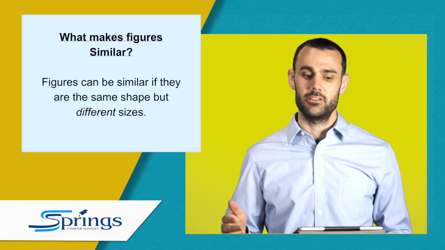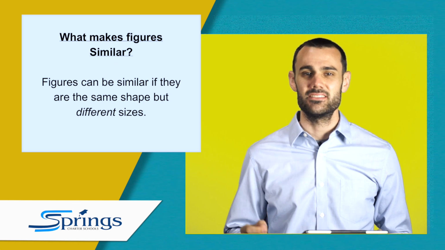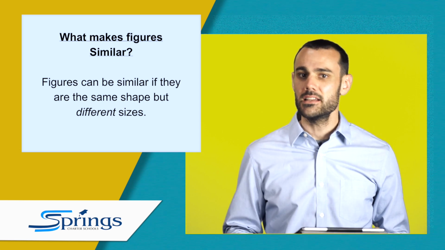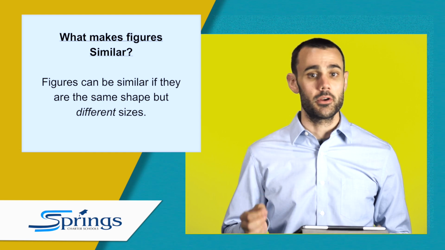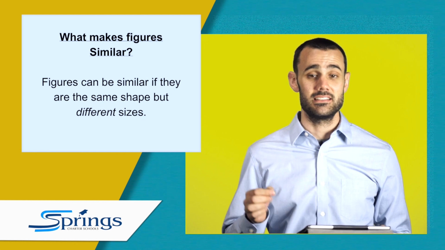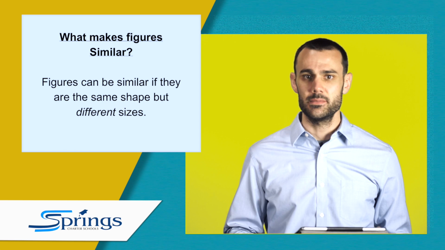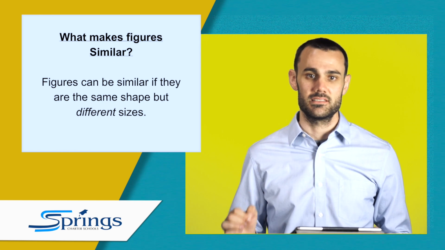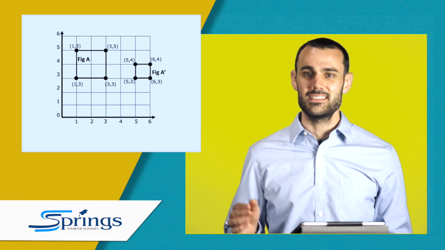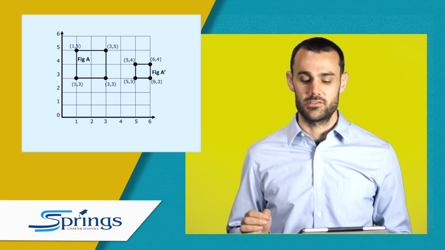You may be asking yourself, what makes a figure similar? Well, figures can be similar if they are the same shape, but they are different sizes. Now, this is not to be confused with our earlier lessons when we talked about congruent shapes. Remember, congruent shapes are same size, same shape, but similar figures only have to be the same shape, not the same size. Let's take a look at our example, our image here on the screen.